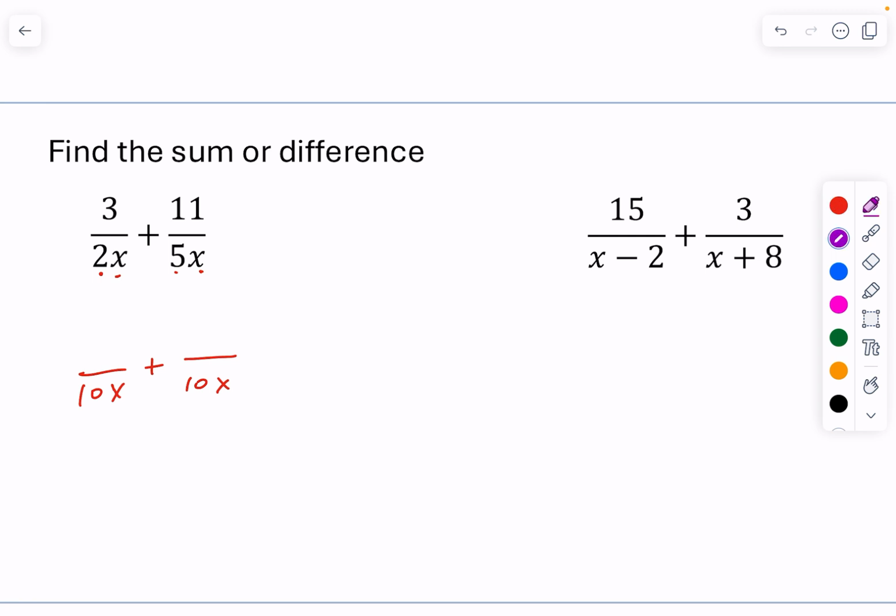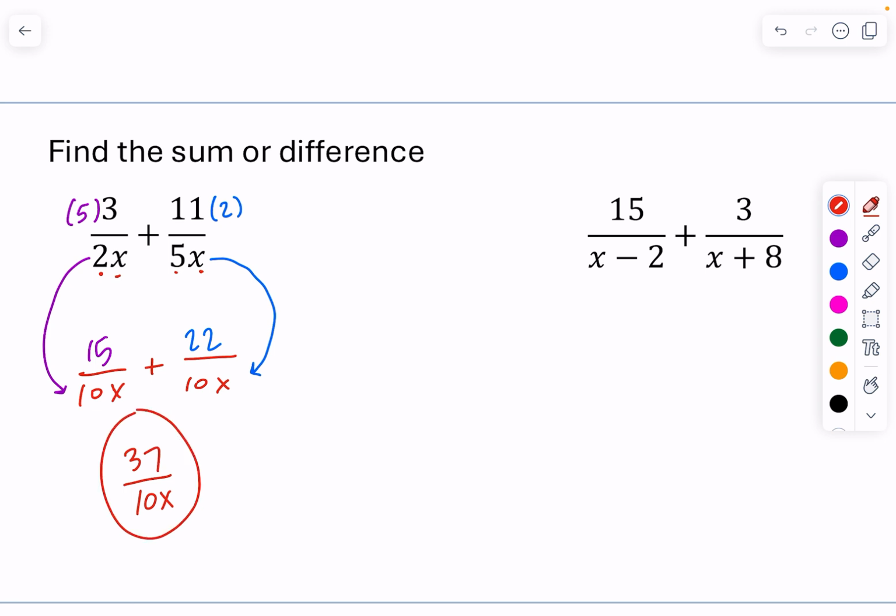Then you're asking yourself, what did I multiply 2x by to get to 10x? Well, I multiplied it by 5, and so I also must do the same on top. And I'm asking myself, what did I multiply 5x by to get to 10x? Well, it was a 2, and so I do the same on top. And so on the top left, I now have a 15, and on the top right, I now have a 22. Again, once we have the common denominator, we keep it, and then we do add the terms that are alike across the top. If that could reduce, I would reduce it.